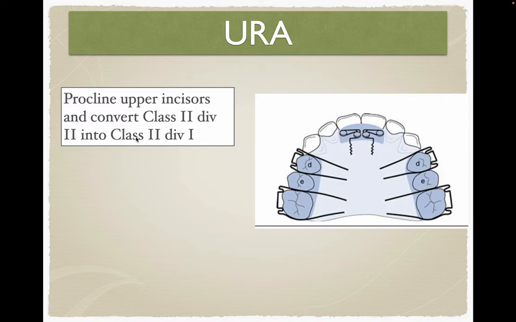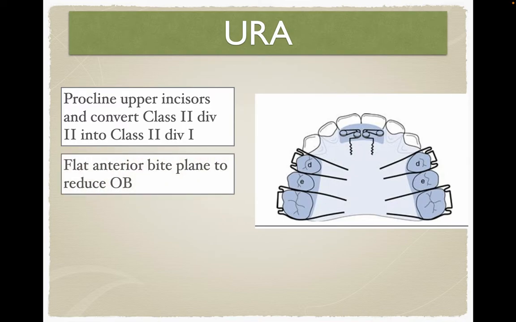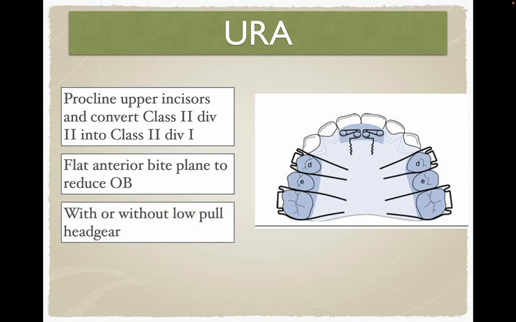And when you are using the removable appliance to procline the upper incisors, usually we incorporate a flat anterior bite plane to control the lower incisors' eruption and to extrude the posterior teeth to help reduce the overbite. Now, some clinicians report that they use a low-pull headgear at this stage that will help to extrude the molars to correct the overbite, doing some distalization and restraining of the maxillary growth to correct the Class 2 malocclusion. However, usually URA is used in these cases to procline the upper incisors to correct it from Class 2 division 2 into Class 2 division 1.